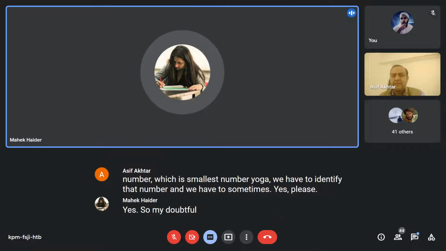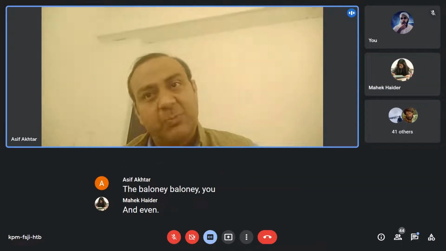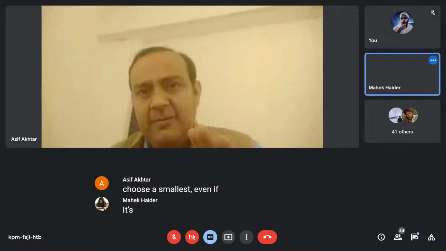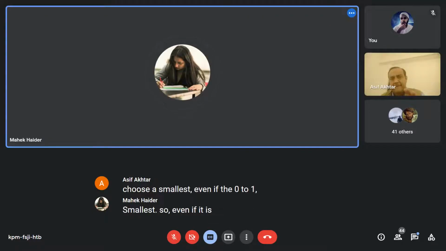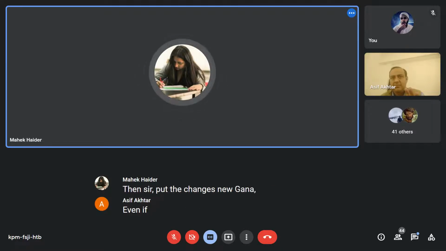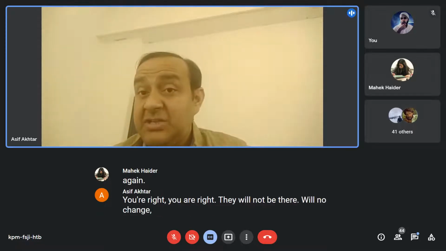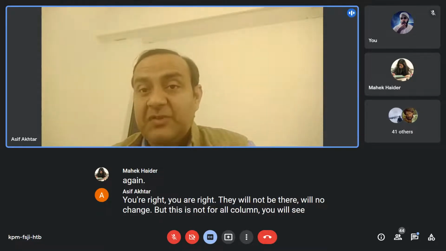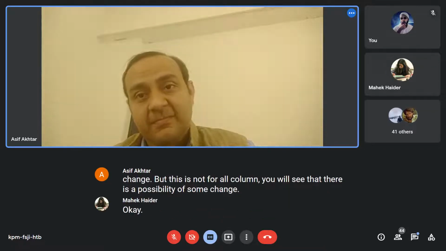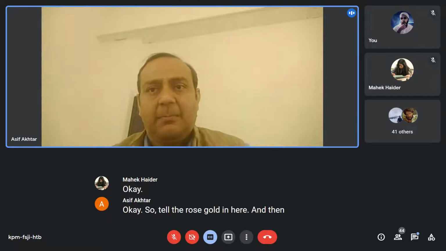Yes, sir. My doubt was that since we'll have dummy rows and dummy columns, they will have 0 value, so the next number would be bigger than that? No, not bigger. You have to choose the smallest, even if it is 0. So even if it is 0, we'll choose 0? Yes. Then sir, there will be no change if we choose 0. You are right, there will be no change, but this is not for all columns. You will see that there is a possibility of some change. Okay, so first we take rows and then after that columns.